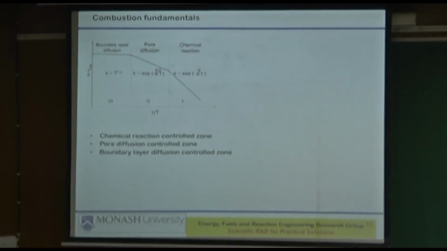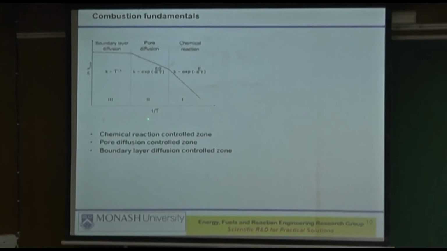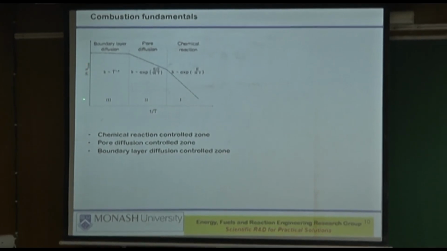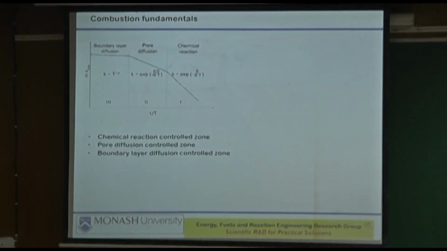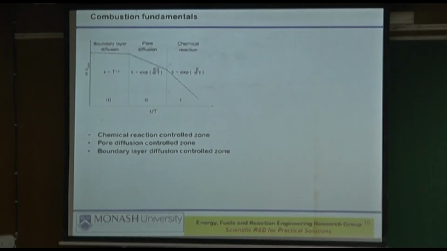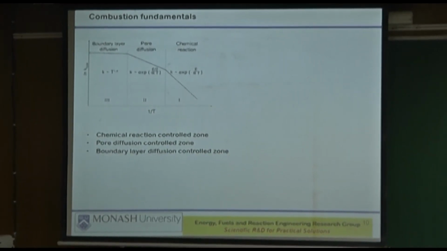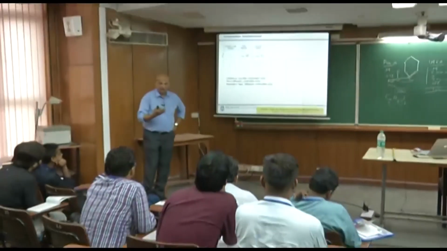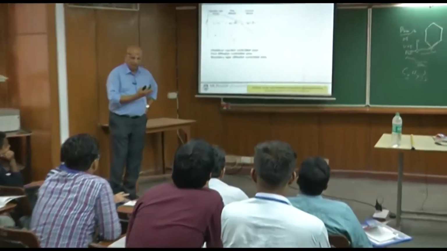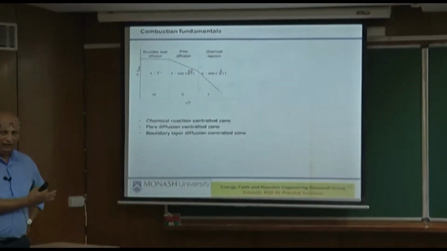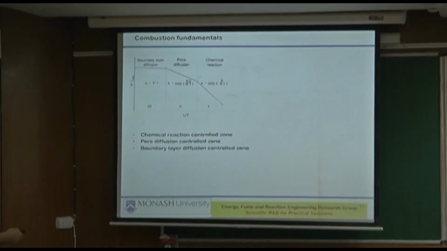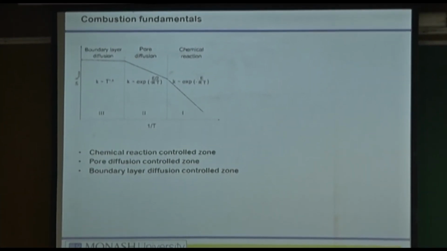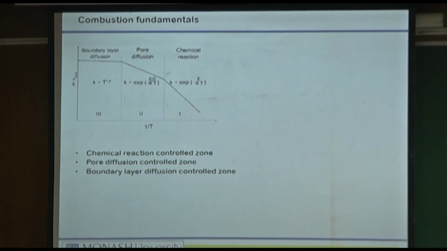So here on the x-axis, we have the inverse of absolute temperature, and here on the y-axis we have the rate constant expressed on the logarithmic scale. So there are 3 different zones through which the oxygen gets to the surface through the boundary layer, reacts with the carbon, and then goes inside, goes to the pore, and then does the actual reaction. So there are 3 different regions.